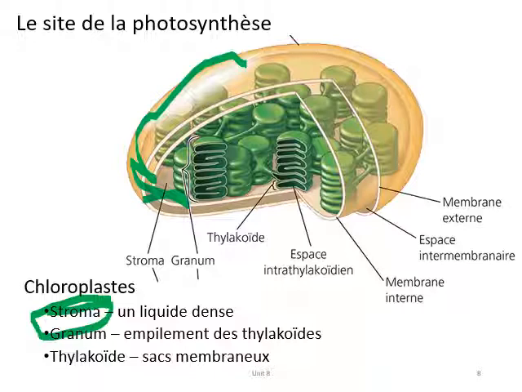The thylakoid membranes contain chlorophyll, which is green. Chlorophyll is the molecule that actually traps the light energy. So where is chlorophyll found? It's found in the thylakoid membrane.